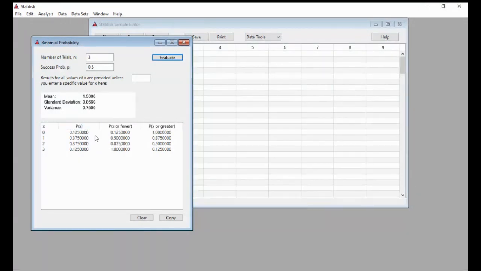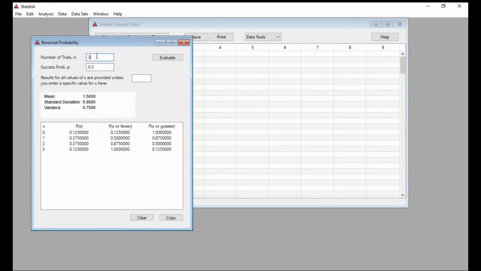And then there's a probability to have 0 heads. Okay, the mean is 1.5 heads, the standard deviation 0.86, and the variance is 0.75. Okay, that particular software helps us to get all the tables and the way we read this table, right? We read the table.